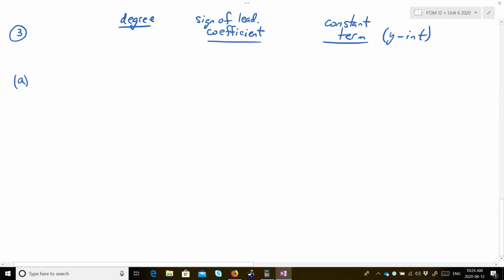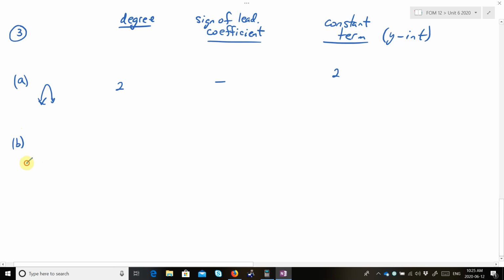Okay, and so in A, we have a graph that is like this. That is a quadratic, an x squared, so that's a degree 2. The sign of the leading coefficient is negative because it's facing down. And that graph touches the y-axis at 2. I'm just looking at the picture of it on page 393, so you'd actually have to look in the text to see the picture properly.